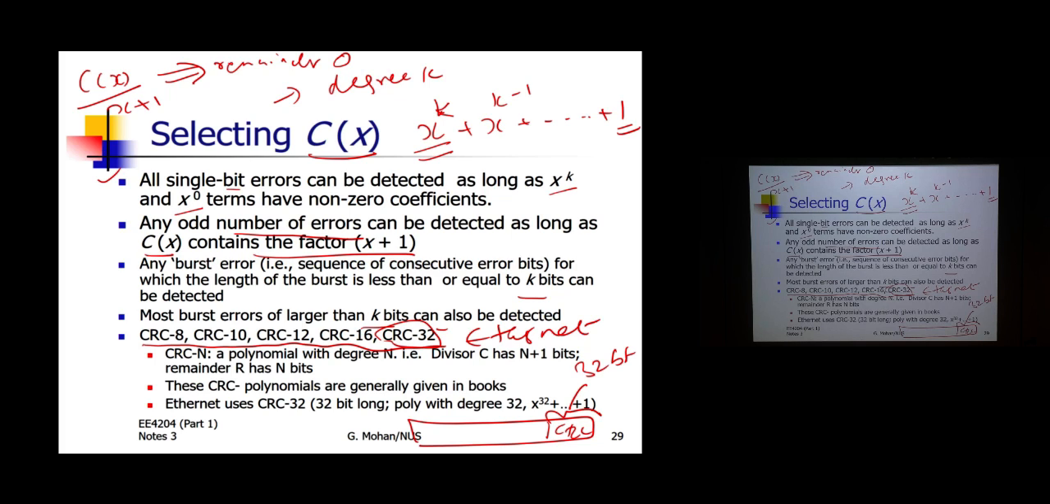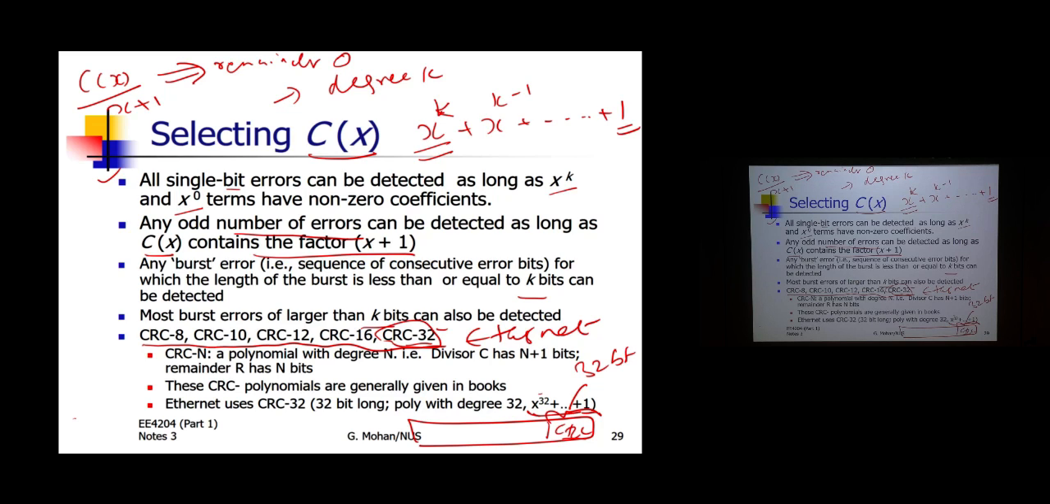So CRC 32 means it should have 32 remainder bits, and 32 remainder bits means the polynomial should start with x power 32 plus 1. We are not looking at the exact polynomial, but I just say the degree should be 32. So x raised to the power 32 plus some terms will be there. Some terms may be missing, but x power 32 and x power 0, that is 1, should be present.